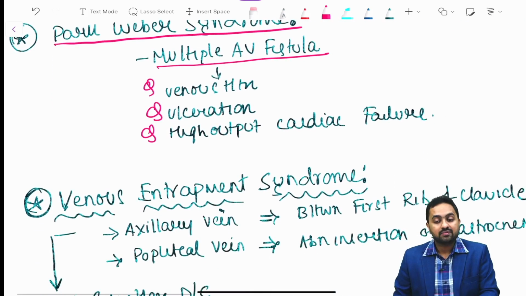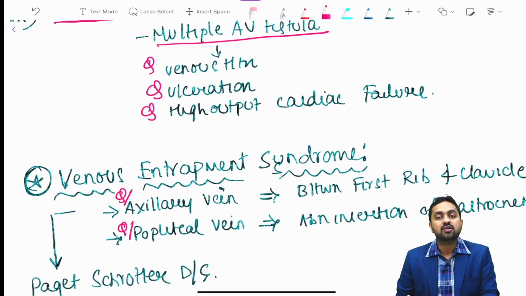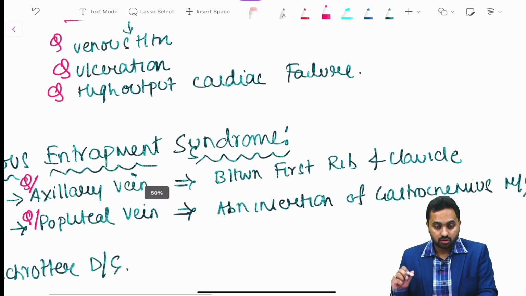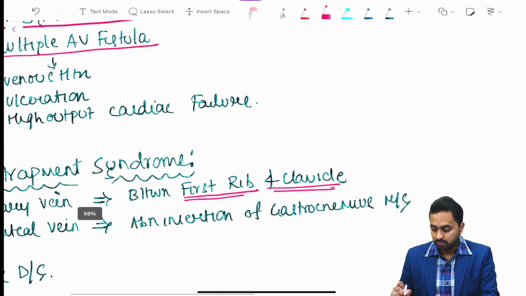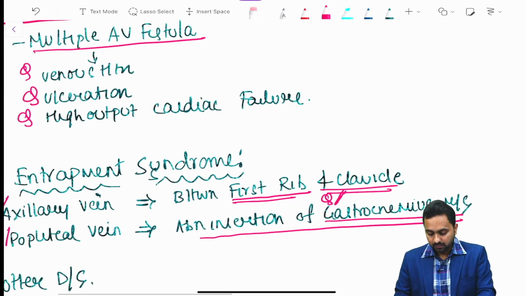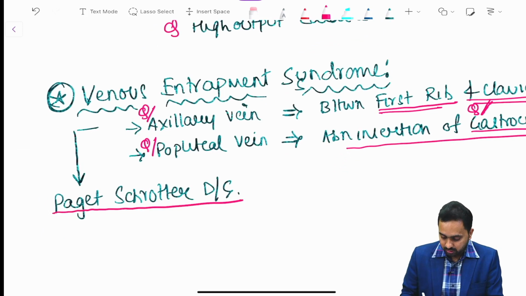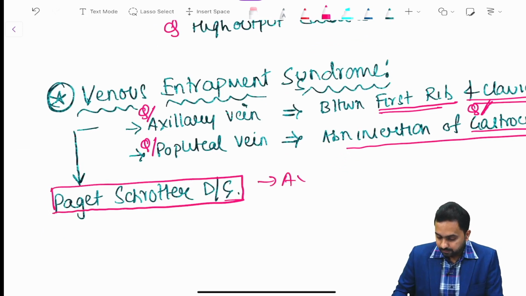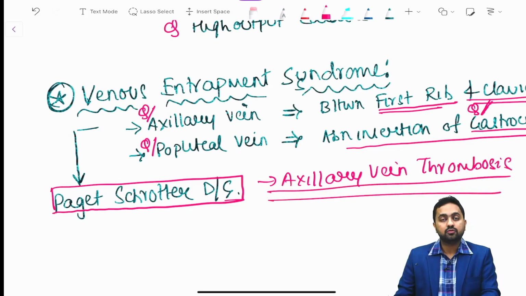Now, we have this last topic, venous entrapment syndrome. So, there are two veins that are commonly involved, that is the axillary vein and the popliteal vein. The axillary vein gets entrapped between the first rib and the clavicle, whereas the popliteal vein gets entrapped due to the abnormal insertion of the gastrocnemius muscle. Now, this axillary vein thrombosis is also known as Paget-Schroetter disease, right. So, these were some of the important concepts and questions from venous disorders.